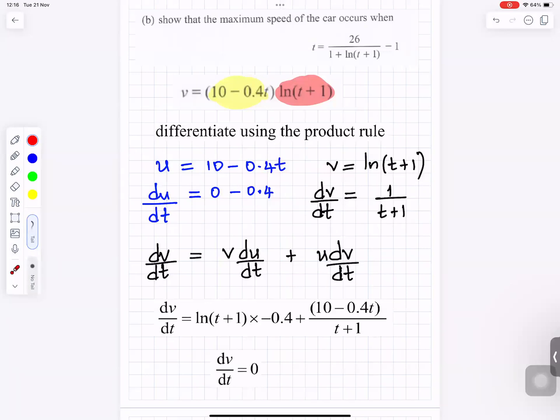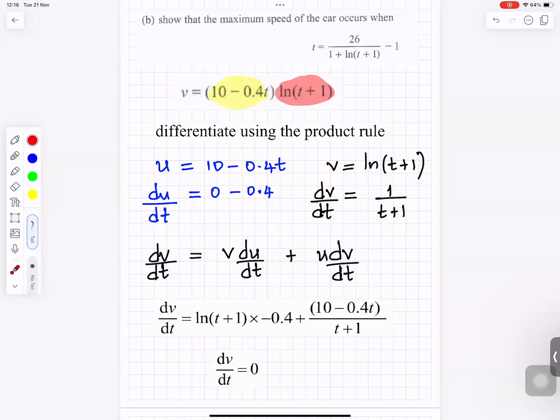So what we want to do is differentiate using the product rule. We have u there, 10 minus 0.4t. When you differentiate 10, you get 0. You differentiate minus 0.4t, you get minus 0.4. v is equal to ln(t plus 1). When you differentiate that, you get 1 over t plus 1.